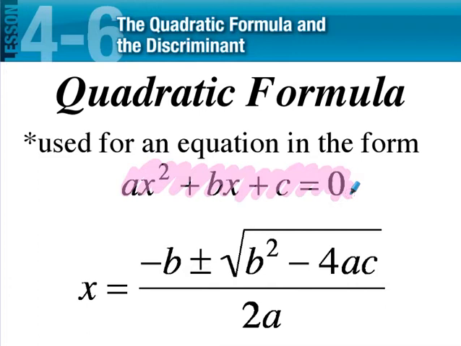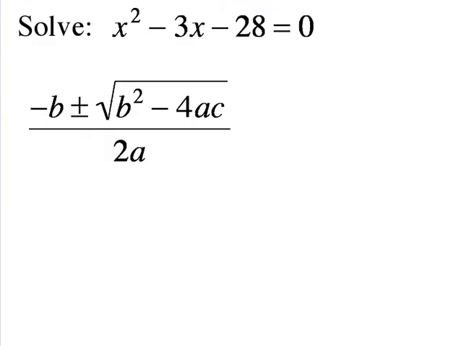Okay? And so if you look at this, x equals negative b plus or minus the square root of b squared minus 4ac all over 2a. Now a little bit about the quadratic formula. The quadratic formula always works. Factoring doesn't always work. Completing the square kind of gets a little hairy sometimes. But the quadratic formula always works.